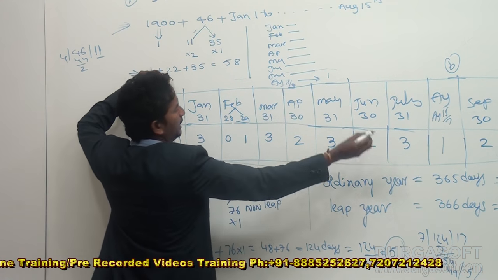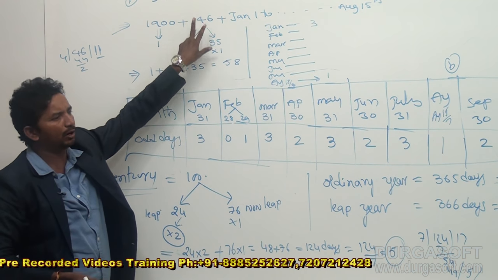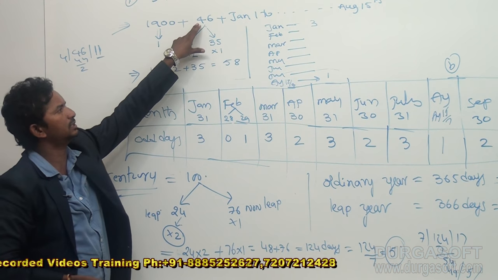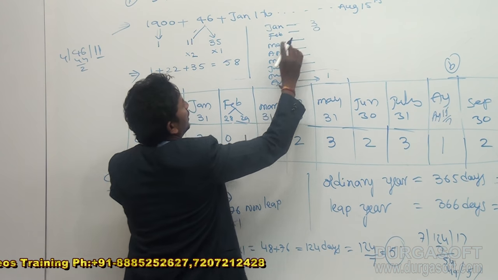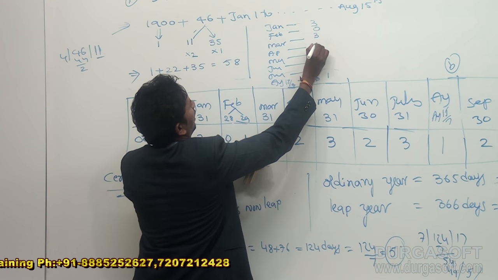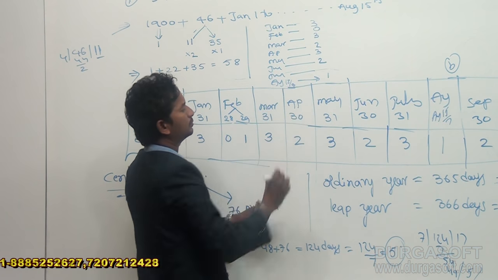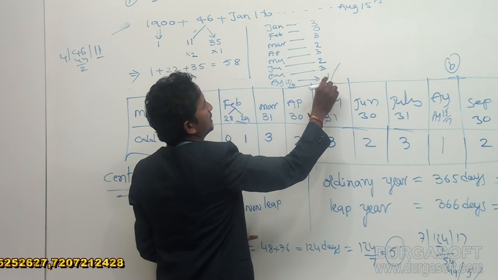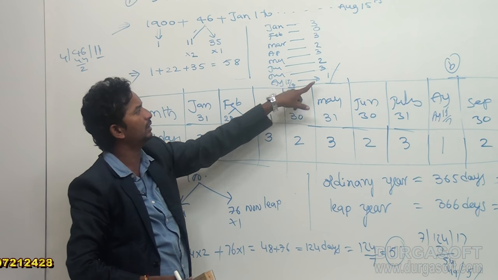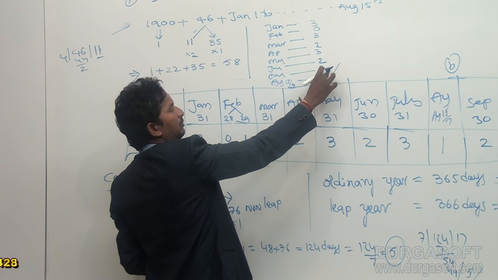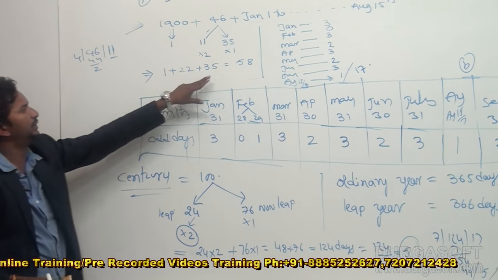Now here January, how many odd days are there? See the table. January 3, February. Now February 46 is a leap year or ordinary year? Check it. 46 is an ordinary year, so this is the 0. Now March 31 days is 3 odd days. April 2, May 3. Now again June 2. July also 3, August. Why am I calculating August 15? Up to August 15th, so 15 divided by 7, the remainder is 1. Total calculated: 1, 3 plus 4, 3, 1 plus 3, 4, 6, 9, 11, 17. Total is 17. Now here 58, here 17.